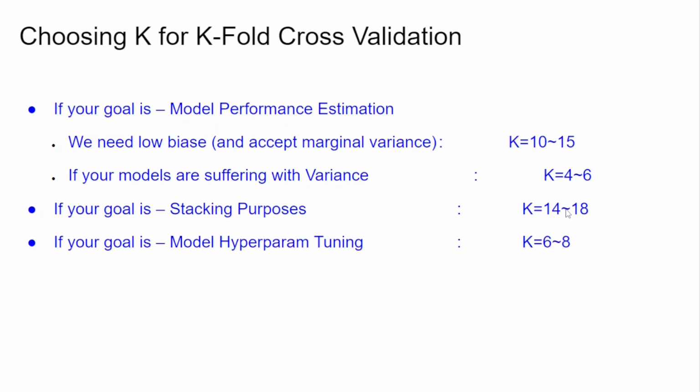If our goal is model hyperparameter tuning, what should we do? Keep it somewhere moderate, 6 to 8. Again, these are tentative, idealistic rule-of-thumb figures for you to operate with, because now it should open up your perspective that depending on the goal, your K will change, and depending on that, the overall performance and your perception about the model will start to change. That is the most important thing.